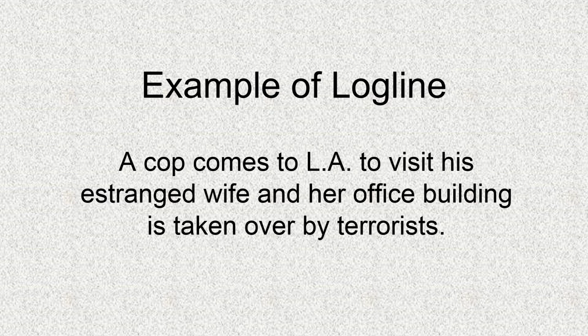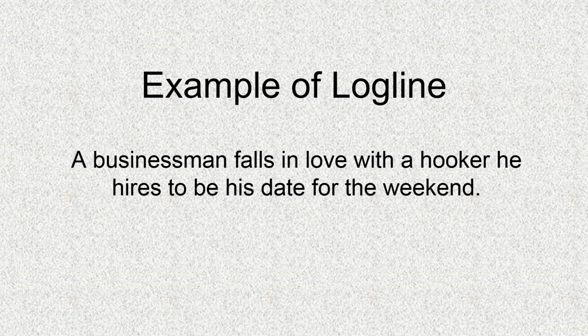The irony comes from the fact that this guy is coming all the way across the states to reconnect with his wife, and what's basically the worst thing that could happen that could stop him from patching things up with his wife? Well, her building is overtaken by terrorists. One of the worst things that could happen to a cop. So a sense of irony within the log line here from Die Hard. Let's move into the next one.